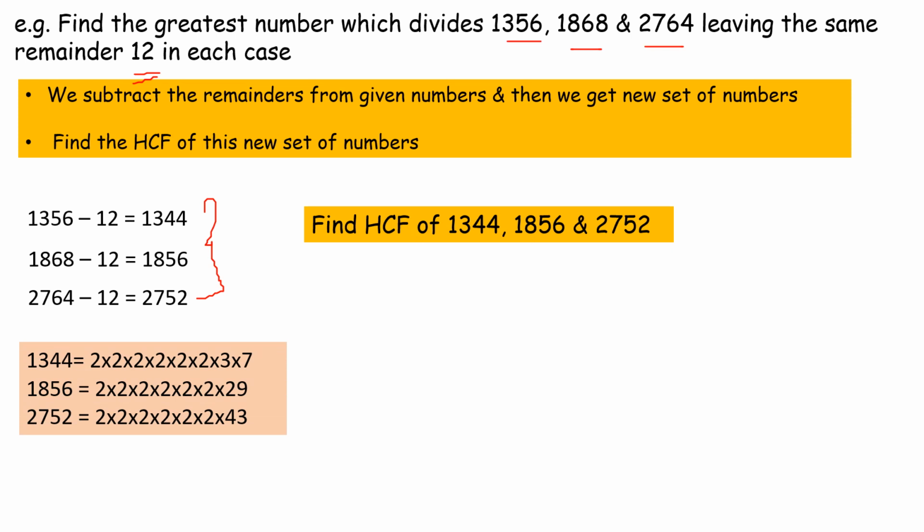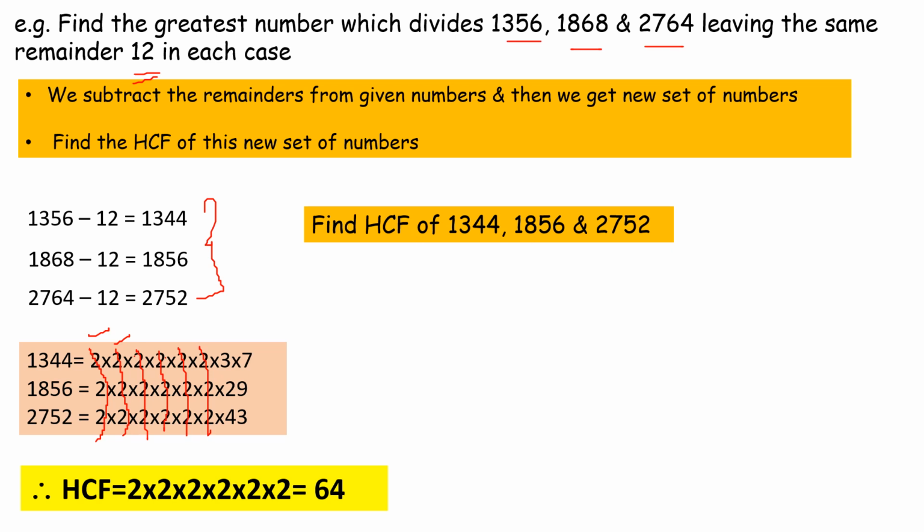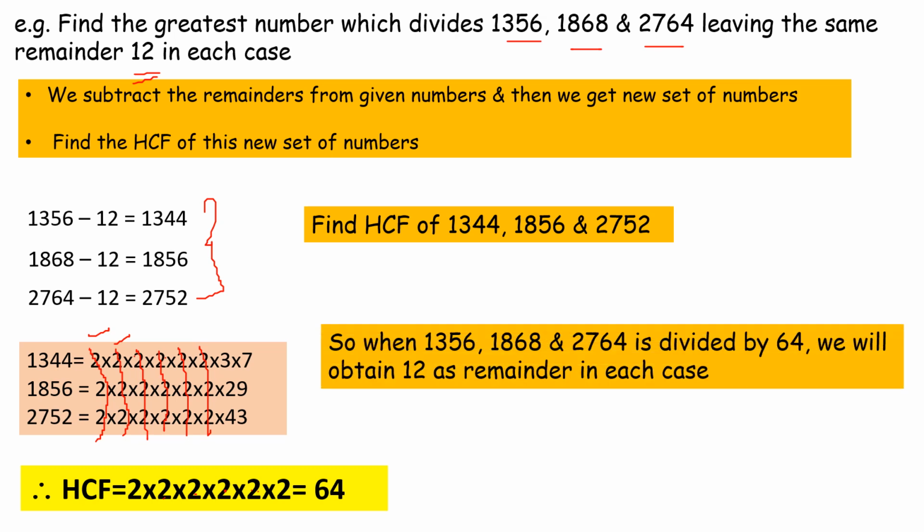HCF is the highest common factor. In this case, 2 is common to all the numbers. Again we have 2 common to all the numbers. Again we have 2 common here, and here. Now we don't have any other common number. So we have six 2s. HCF is 2 times 2 is 4, 4 times 2 is 8, 8 times 2 is 16, 16 times 2 is 32, 32 times 2 is 64. So the HCF of these numbers is 64.